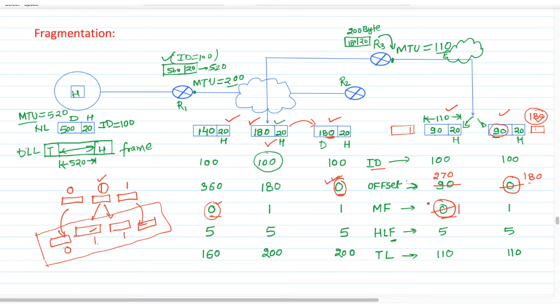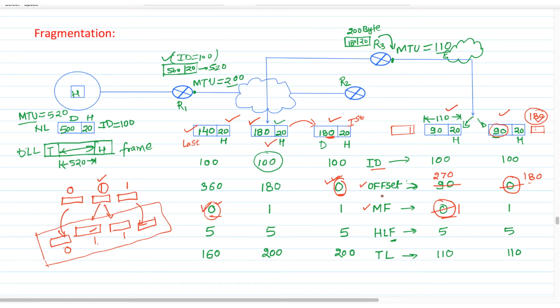Now we can easily see there is only one fragment having the value 0, means this is the last fragment, and offset value 0 means this is the first fragment. I hope you have understood the concept of offset and MF when we further fragment a datagram.